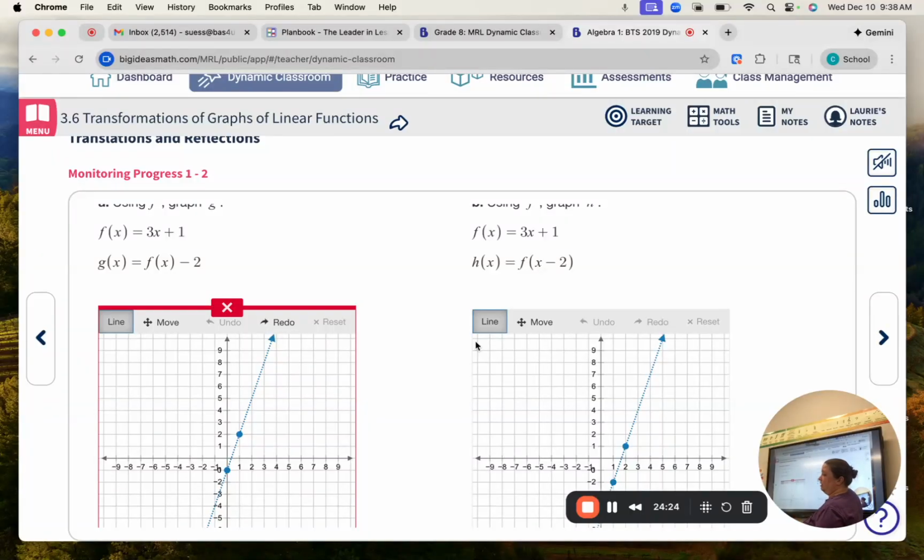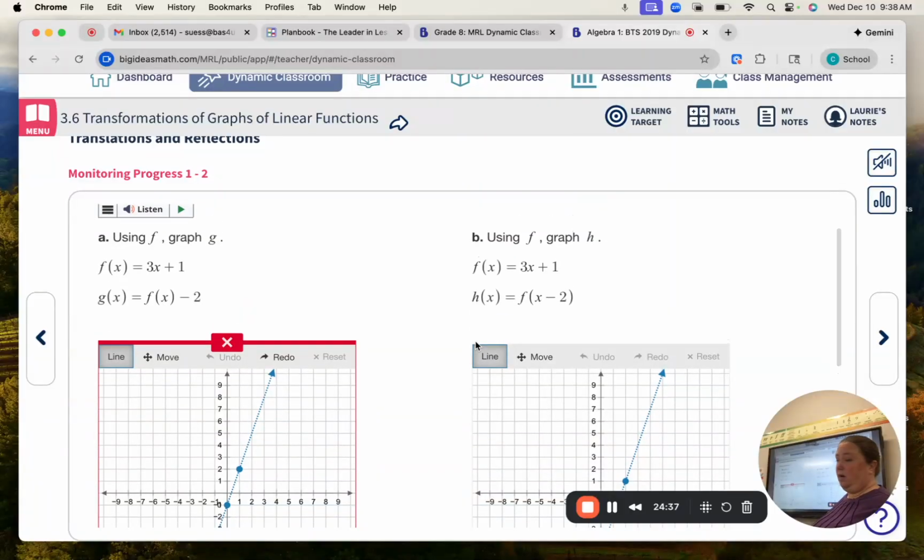Okay, so on the second one, is it on the inside or the outside of the parentheses? Inside, which means I'm going to move on which line? The horizontal line, on the x. Now my y-intercept was originally at 1, right? If I were to move it, remember, this is going to be opposite on the inside. It's a negative here. So instead of going to the left 2, I'm going to the right 2.